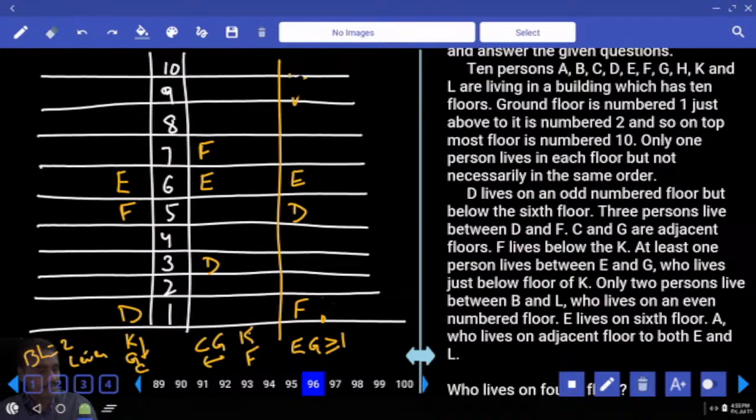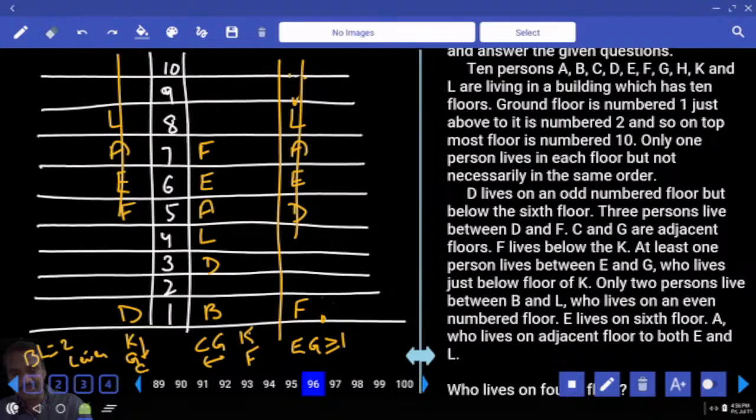E lives here. And A lives on the floor adjacent to both E and L. A is adjacent to both E and L. Clear? Then between B and L, how many? There are exactly 2. Here it is not possible. Now B must be here. Now between B and L, how many? There is exactly 2. This is also ruled out. Now we are left with only 1 possibility.